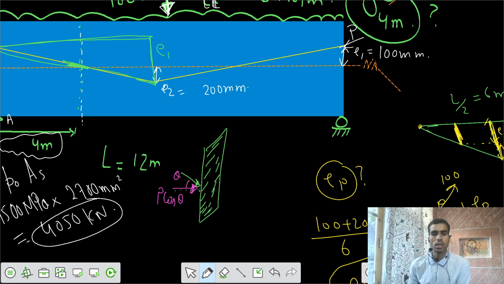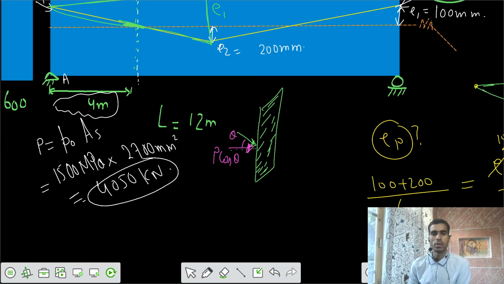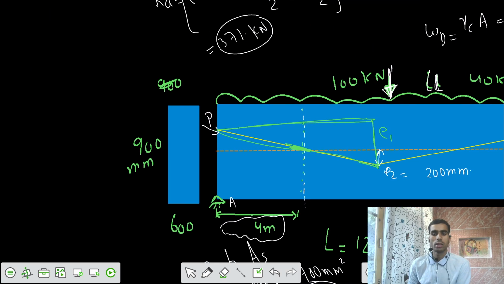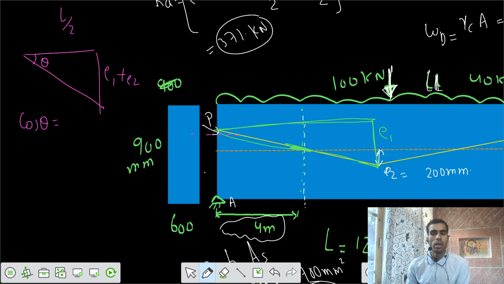This is some theta, and P cos theta is applied here. So we need to calculate the theta here. That theta can be solved in this triangle, with e1 plus e2 over the length of L by 2. Cos theta would be equal to e1 plus e2, 100 plus 200, divided by the total length of L by 2, that is 6000 millimeters.